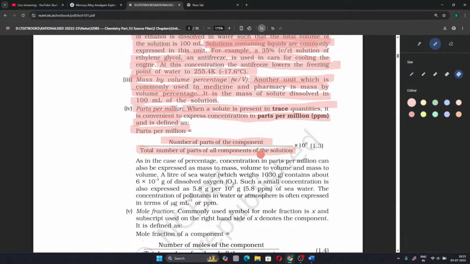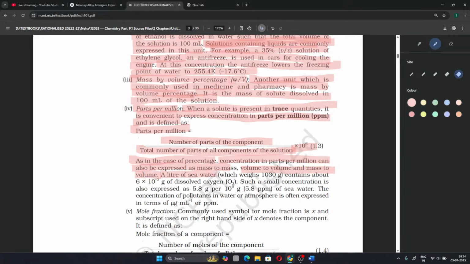Similar to the earlier ones, if it is 10 parts per million, 10 ppm, then in a million parts, 10 parts is the solute, and we multiply this by 10 power 6. As in the case of percentage, concentration in parts per million can also be expressed as mass to mass, volume to volume, and mass to volume.